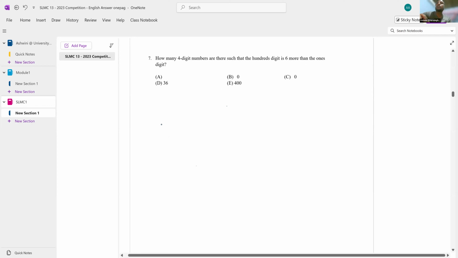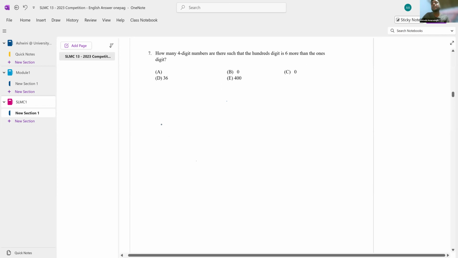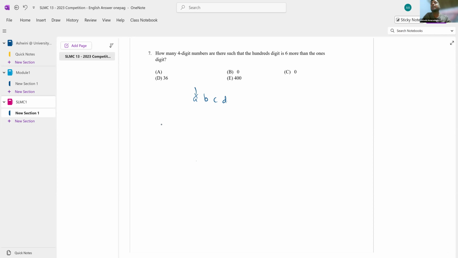Let's go on to question number 7. How many 4-digit numbers are there such that the hundreds digit is 6 more than the ones digit? So this is the format of a 4-digit number. And this right here can have 9 different choices because 0 cannot be there for a 4-digit number in the first place. And then the tens digit can have 10 choices because you can have 0.